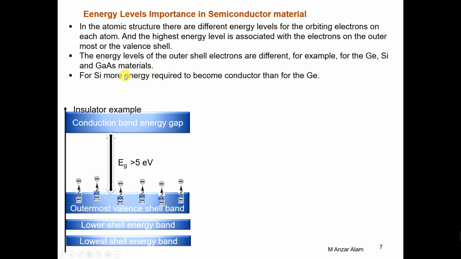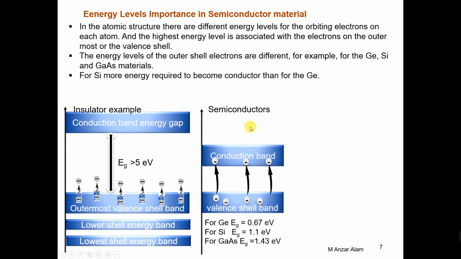For silicon, more energy. This is the energy gap diagram for the semiconductor materials. We can see here that for the semiconductor material, the conduction band is closer as compared to the insulator. Here, the conduction band is closer to the valence shell band. So some electrons, not all, can jump from this energy level to the conduction energy level. So how much energy does it need?